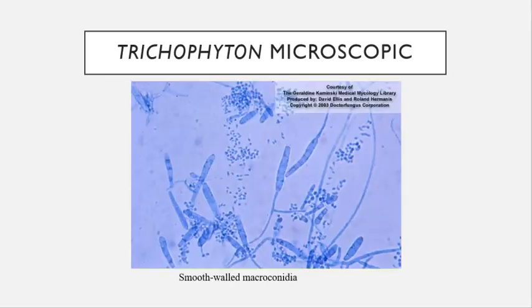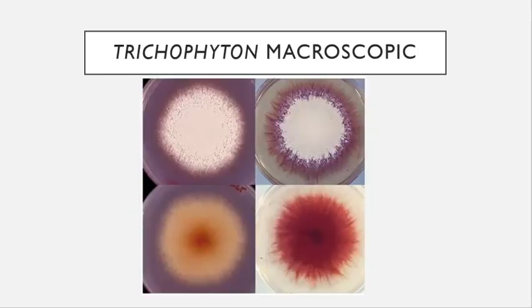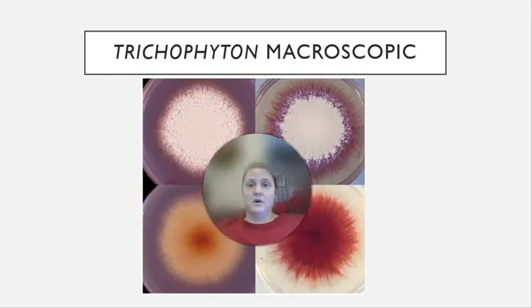Here's what Trichophyton can look like under the microscope. Here are some media plates of different species of Trichophyton. These top images are of the top or the front side of the media plate, and these bottom images are of the reverse side, showing the pigmentation on the bottom of the plate. This concludes part 2 of this lecture. I will see you over in part 3.